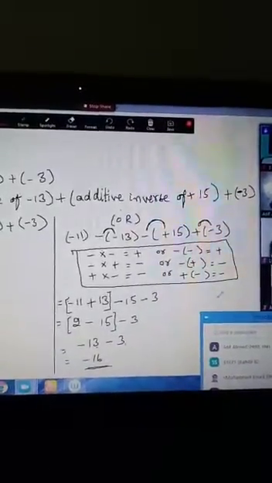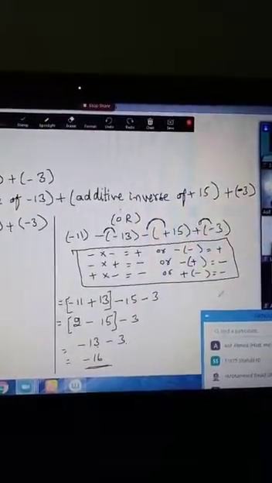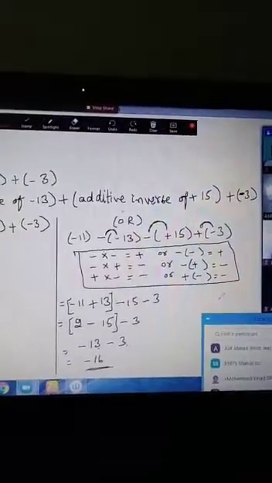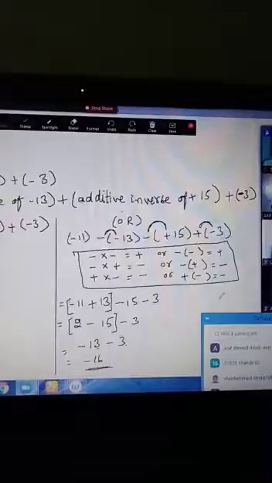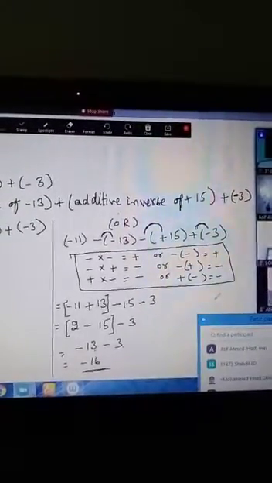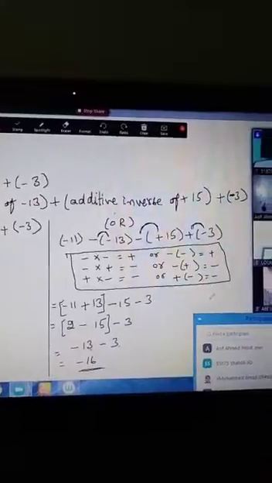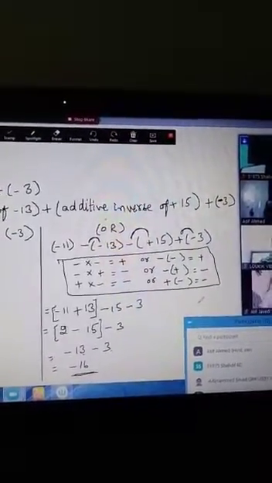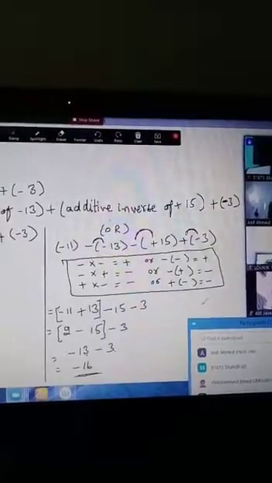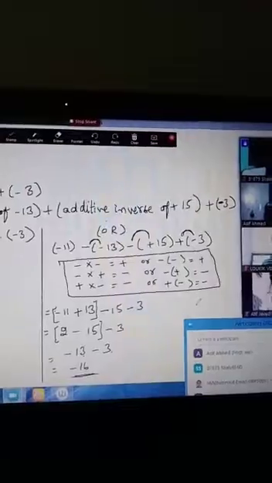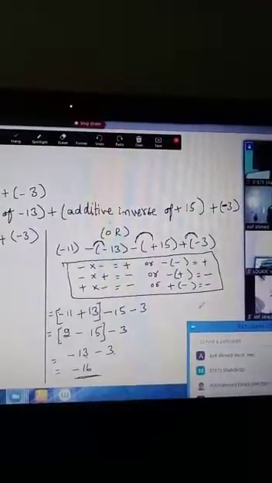Minus 11 minus of minus 13 minus of plus 15 plus of minus 3. But if you multiply, a bracket means a multiplication sign. Minus into minus is plus, or we can write minus outside, minus inside. Minus into minus is plus, like that. Minus plus minus, plus minus minus. If it is a bracket, then the bracket means a multiplication sign.